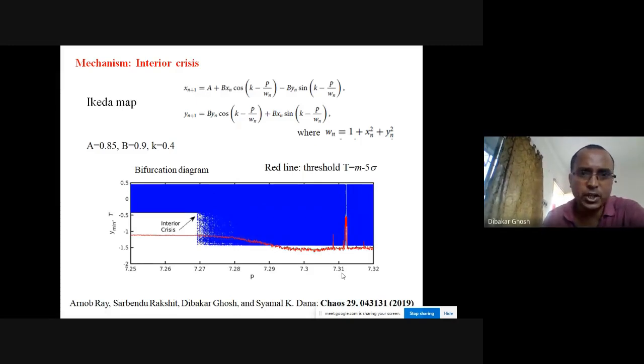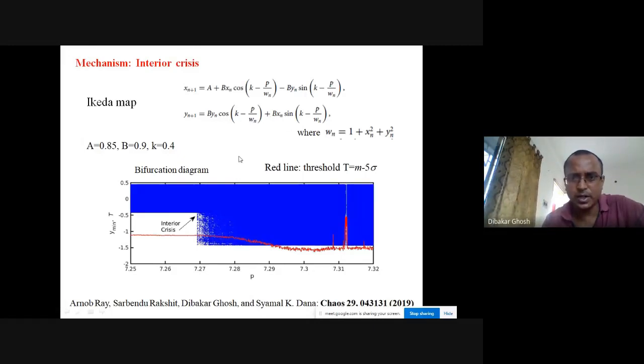One type of mechanism is interior crisis. Up to 4 or 5 mechanisms have been investigated till now. We have investigated just the Ikeda map, a very simple two-dimensional map. The map comes from a laser model, and we just fix all the parameters.